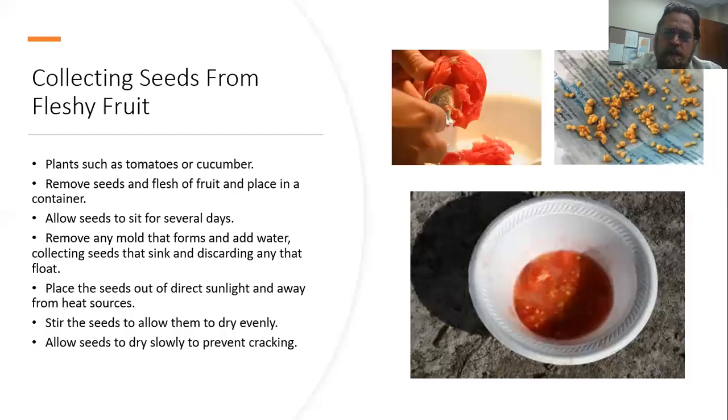Now, those seeds are going to have a lot of water on them, and we don't want to store them immediately. We want to put those out on a plate or a piece of cloth or a piece of newspaper, out of the direct sun and away from any heat source, and just let them slowly dry. Make sure we stir them every now and again, just to make sure that they dry evenly. The reason we want to keep them away from direct sunlight and away from those heat sources is we want to make sure that they dry slowly, so that when they dry, they don't crack. If they dry too quickly, that can actually damage the seeds.